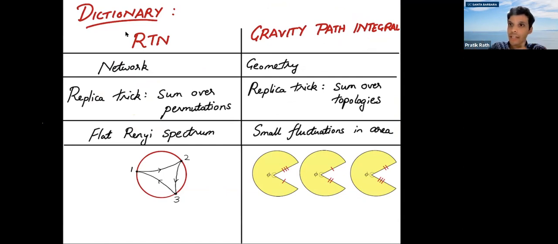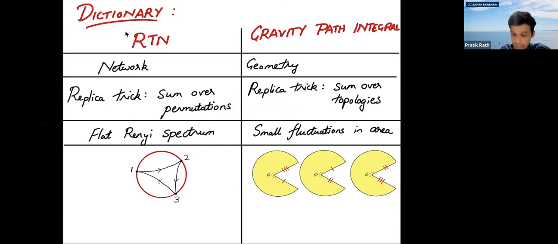When you do this random average, you find something like a sum over permutations. So when you say compute the Renyi entropies, you take n copies. And in the tensor network, there's something analogous to gluing the copies together in some way. And this is exactly in one-to-one correspondence with a sum over topologies in the path integral. The picture looks something like this.